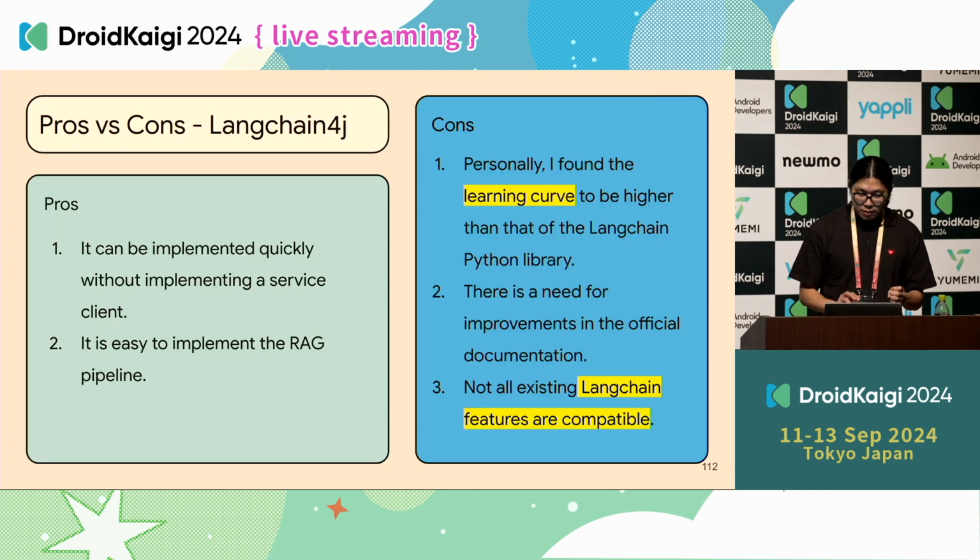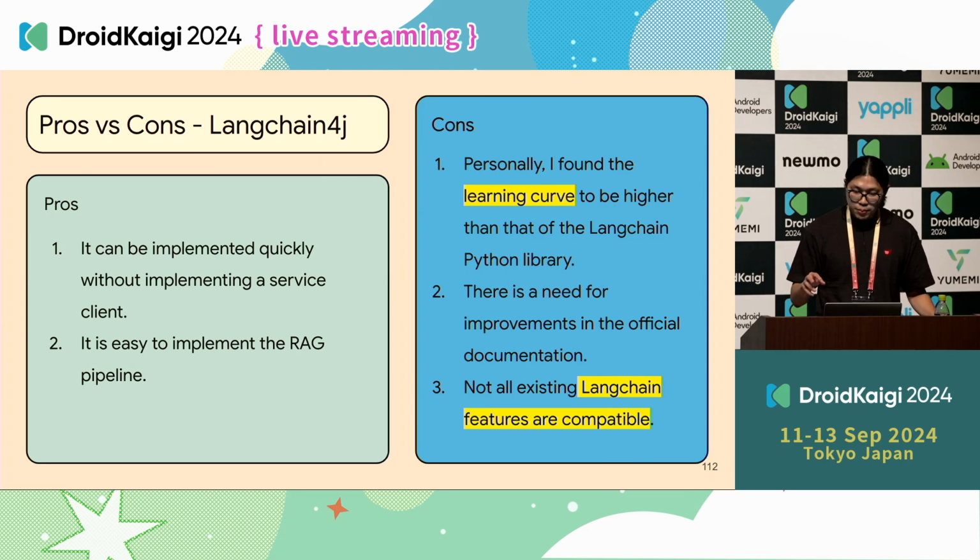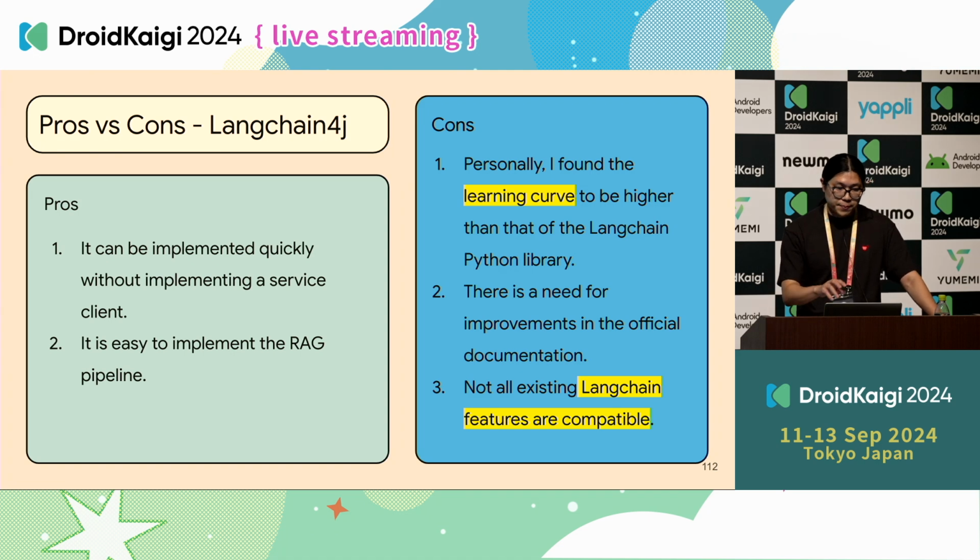Here are the pros and cons of LangChain4j. This is just my personal opinion, based on my experience using it. The pros are that it allows quick implementation without a separate service or client, and it makes it easy to build a RAG pipeline in almost 100 lines of code. The cons include the high learning curve.